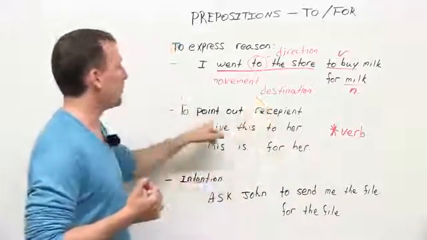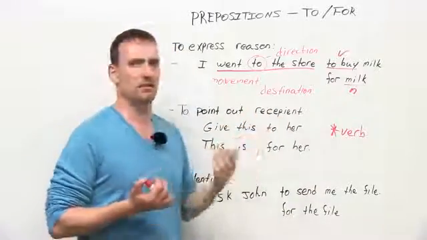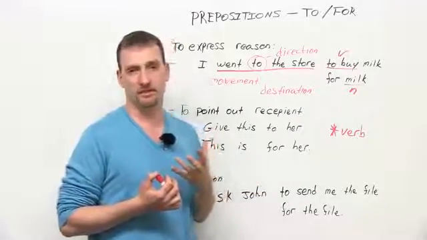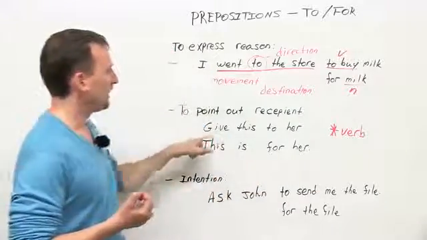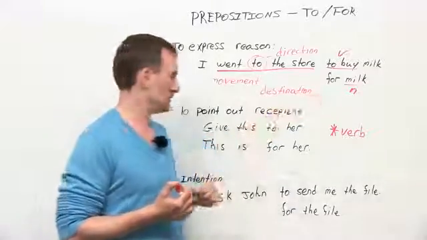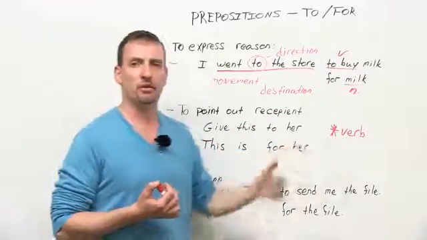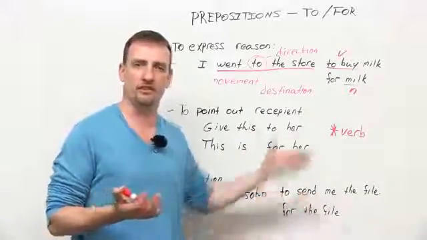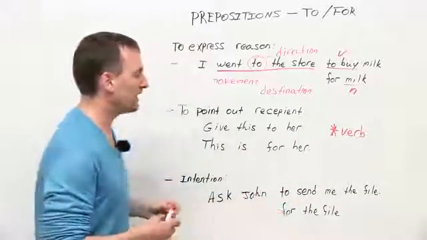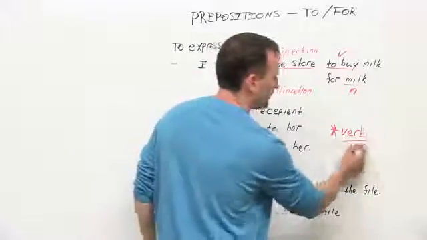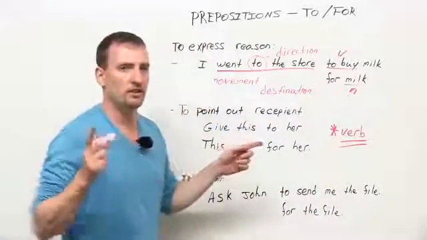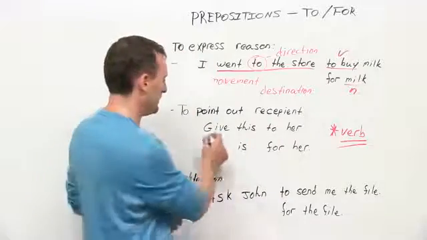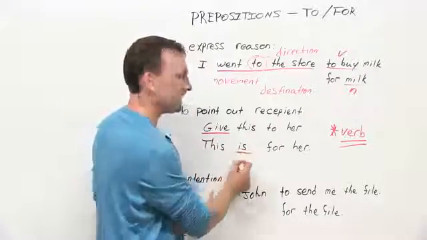Next, if you want to point out a recipient, what is a recipient? A person who receives something. Give this to her. This is for her. Now you're thinking, well, her, what's the difference? They look exactly the same. So here is why I wrote verb. In this situation, you're not worried about the preposition. You're worried about the verb. In this case, give. In this case, is.